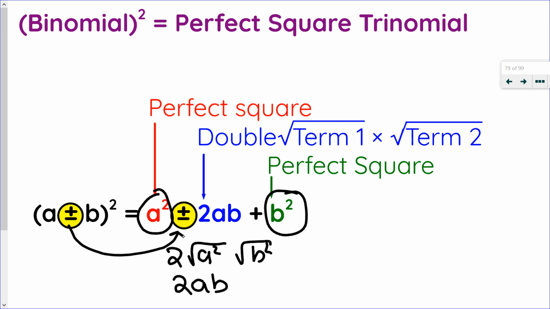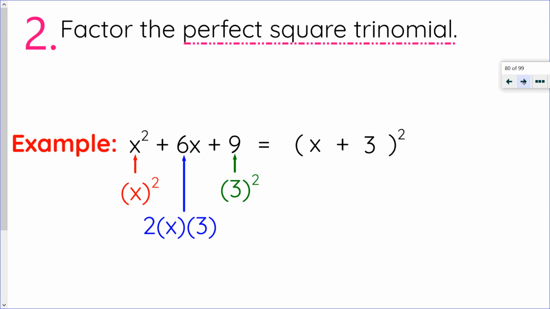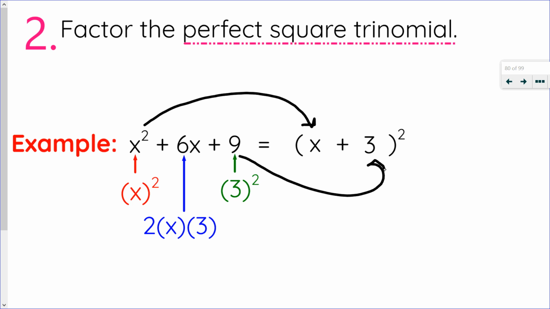So let's use that pattern to factor this perfect square trinomial. Okay, so you can see I take my x squared, I take the square root of it. So I take the square root of x squared and I get x. The square root of 9 is 3. And then 3 times x is 3x, doubled is 6x. So really what I do is I take my square root factors and I double them to get my middle term. So let's try and factor this one here.